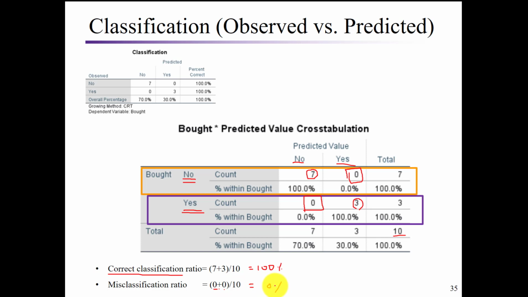Again, because this data is too simple, we have a 100% correct classification ratio or prediction accuracy. But in reality, this case is very rare. It would be like, for example, 30% or 70%, etc. We will practice with a little bit of dirty data later.